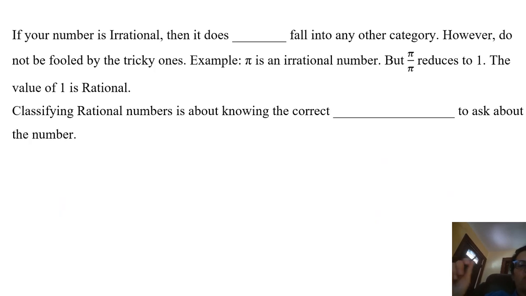So if your number is irrational, then it does not fall in to any other category. If you get irrational, you're done. However, do not be fooled by the tricky ones. And I give you again that example of pi. We know it's irrational, but pi over pi reduces to 1. So the value 1 is rational. We would have to classify this as rational.